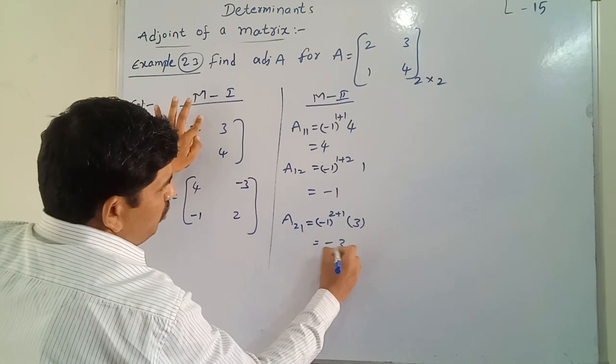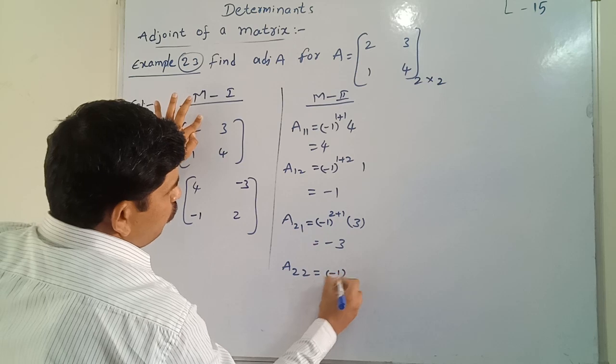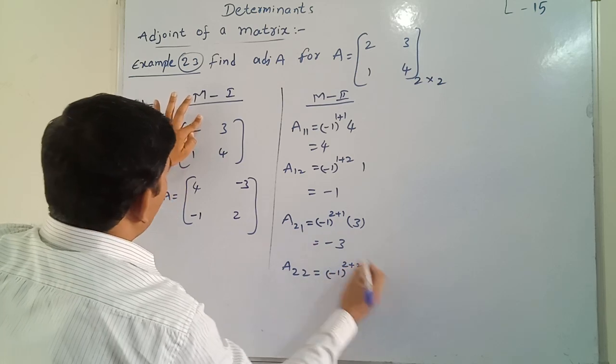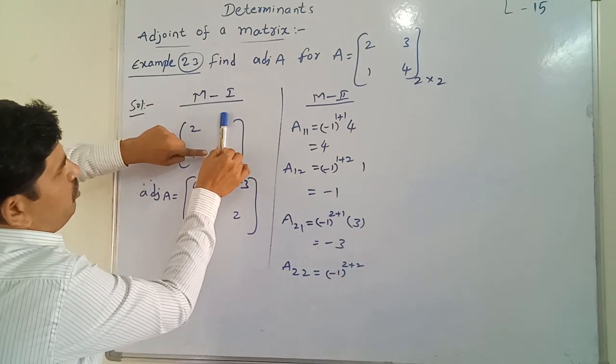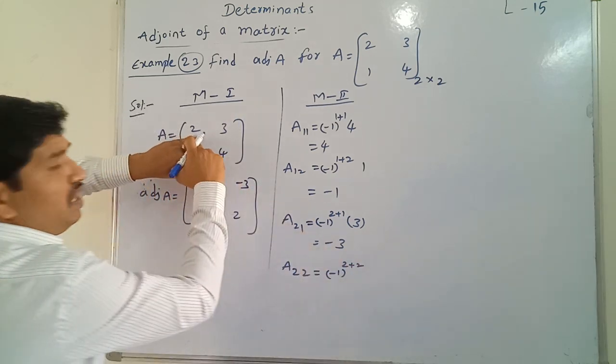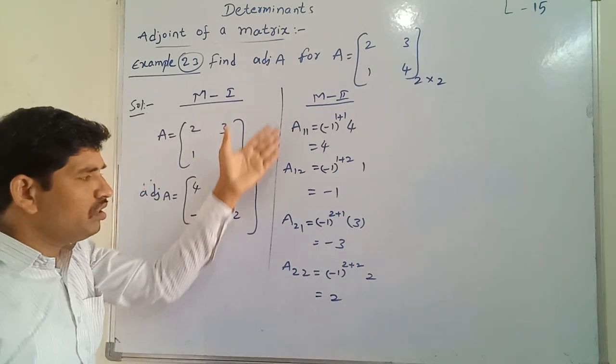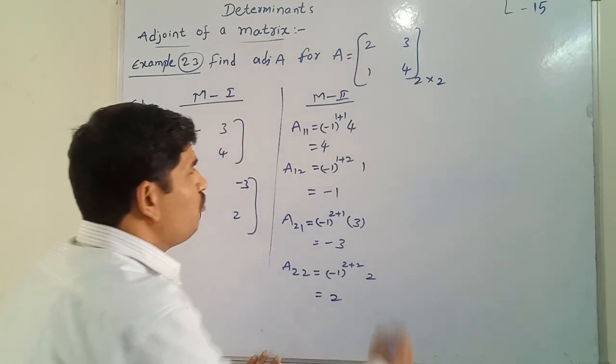This is again negative minus 3. Next, a22 is minus 1 whole power 2 plus 2 into... we are going to close this one. The second row second column element is whatever element is left here. Next, that is 2. Okay, we have completed all the cofactors. Now we have to write the adjoint.